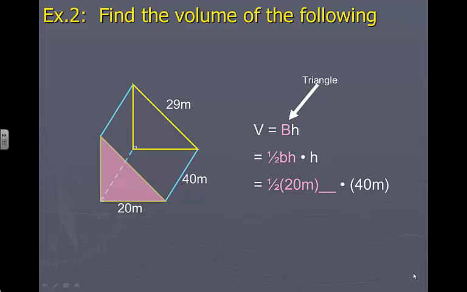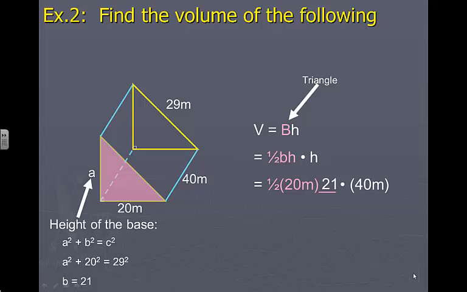So I'm going to start with 1/2. The base of the triangle is 20. I need to figure out the height. I'm going to use a squared plus b squared equals c squared, where b is 20 and c is 29. If you do that out, you'd find a is 21. So you fill that in for the height of the triangle. So you have 1/2 the base times the height of the triangle, which is the area of the base, times the height of the whole prism, which is 40. You should have 210 times 40, or 8,400 meters cubed. Got it?